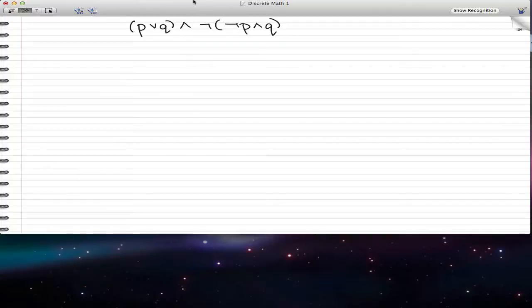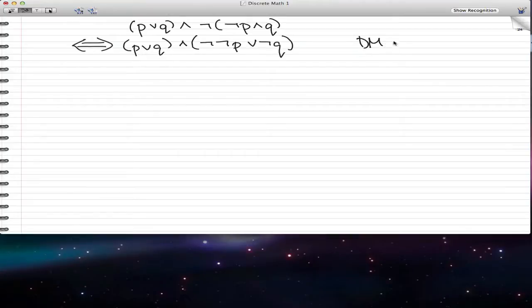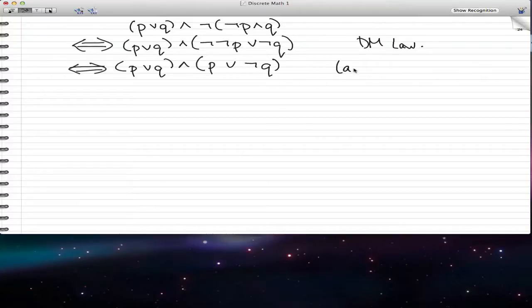So I'm just going to go through that, and perhaps I'm going to list the reasons for the steps that I take. This statement is logically equivalent to negated P or negated Q. If you haven't already noticed, this is De Morgan's law. The next step is P or Q, and P or negated Q. If you have guessed the law of double negation, then you are correct. Law of double negation.